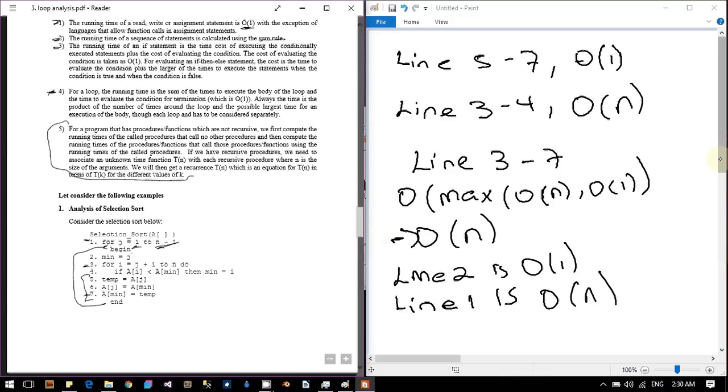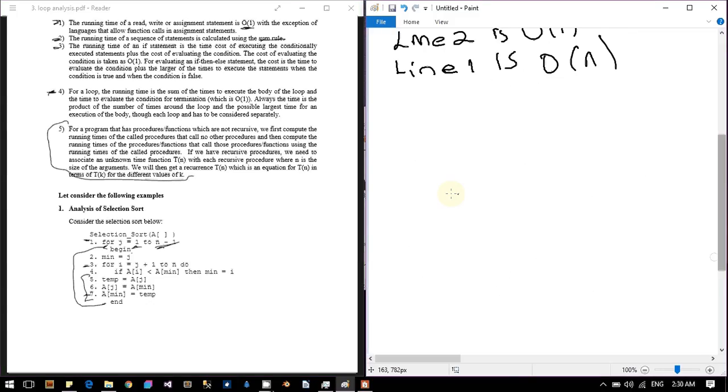What do we establish as a rule? For a for loop, you multiply the order of the for loop statement times the body. What is our order of the loop? From line 1 we figured out that it was order n. What is the order of the body? That's from line 2 to 7. We've established that is of order n. So that is order n times n. What would that give you? Order n square. So from here you can see that the selection sort is of order n square.